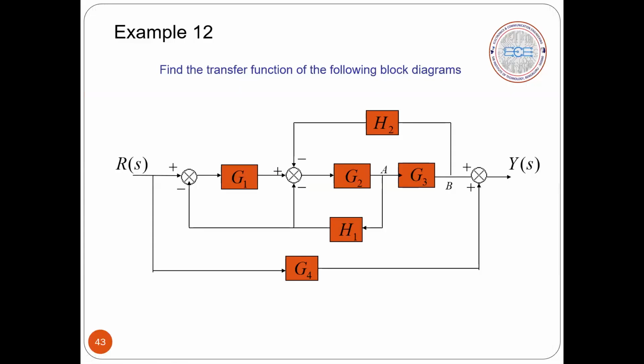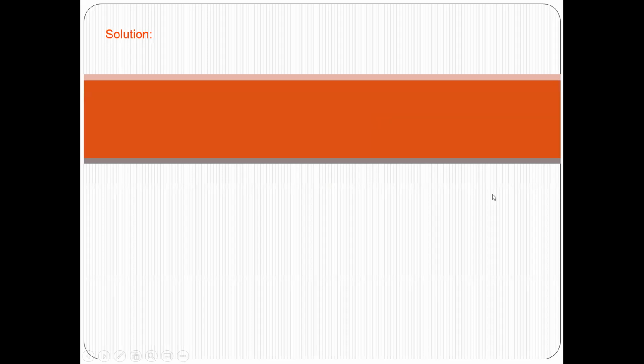Okay, so next problem. Again we have to find the transfer function for the given block diagram. So how to proceed with this? Here you have to shift the takeoff point again, otherwise we can't proceed from point A to point B. If you move a takeoff point from point A to point B, you can simplify. Okay, let us do that.